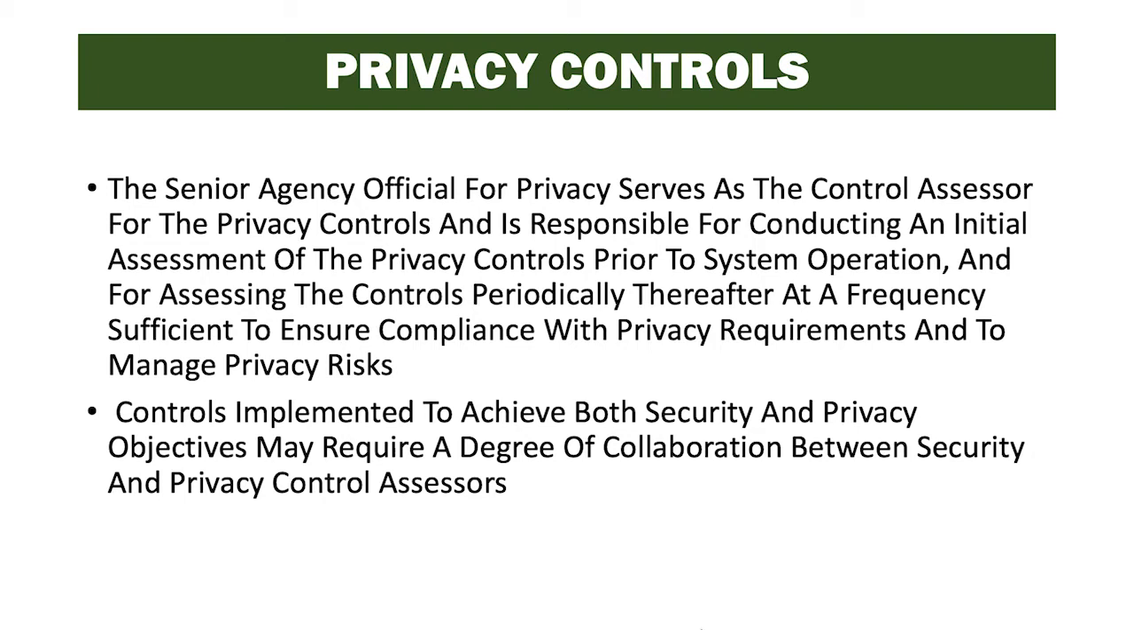So in this statement, we're saying that the privacy controls are the responsibility of the senior agency official for privacy. They can determine how these controls will be assessed, and in the case where we have a control that fulfills both a privacy and a security requirement, it's important that the privacy and the security control assessors collaborate to make sure that the control meets both the security requirements as well as the privacy requirements. The privacy officer is also responsible for determining the frequency of reassessment during the continuous monitoring phase of the system's lifecycle.